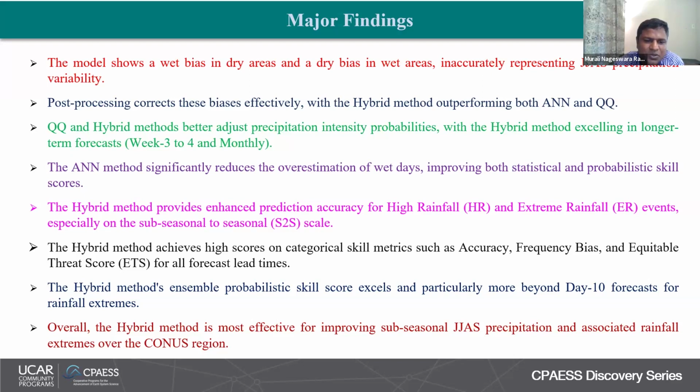The hybrid method is also good in the ensemble probabilistic skill score, especially beyond the 10 days forecast for the rainfall exchange. Overall, the hybrid method is effective in improving the subseasonal JJAS precipitation and associated rainfall exchange for the Canas region.